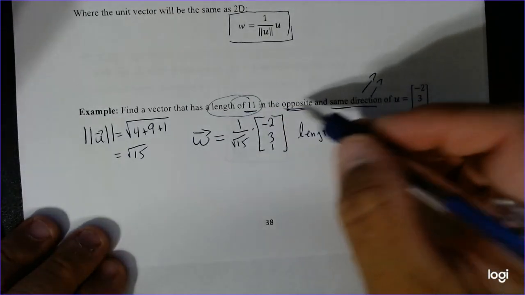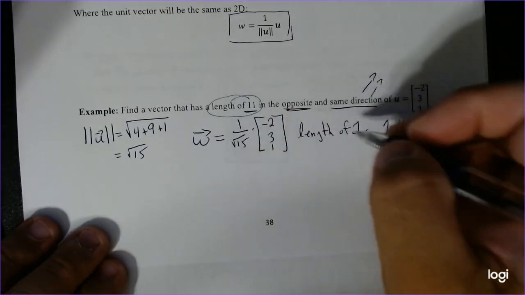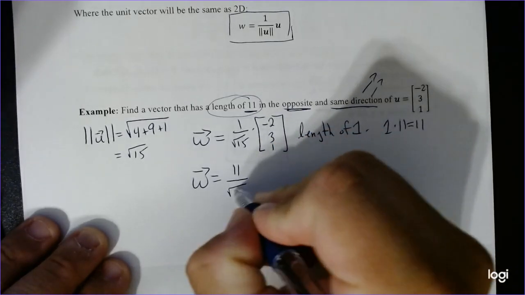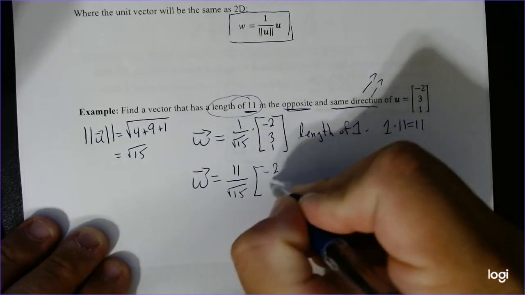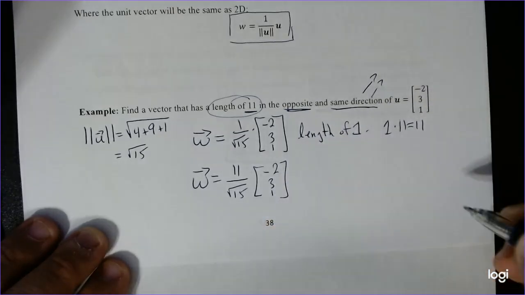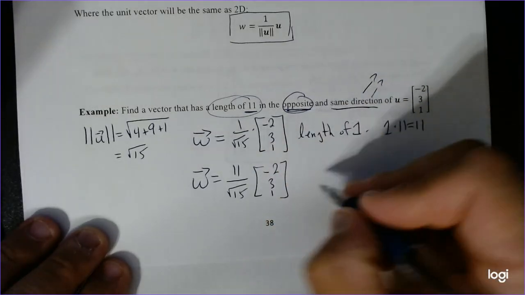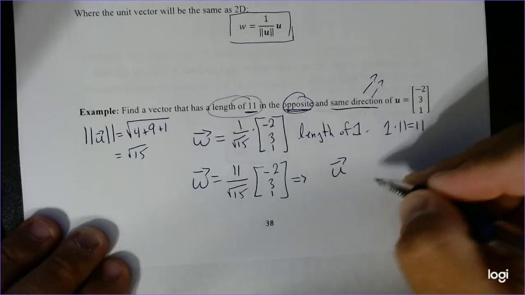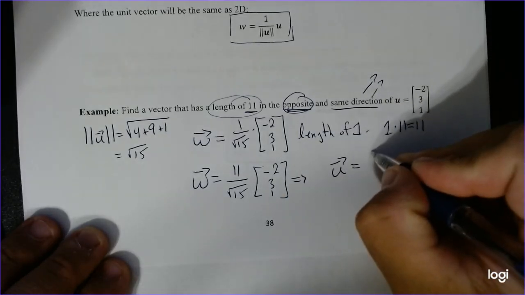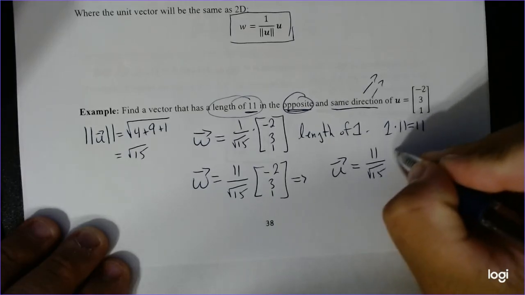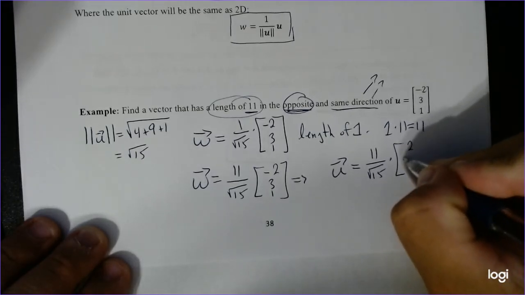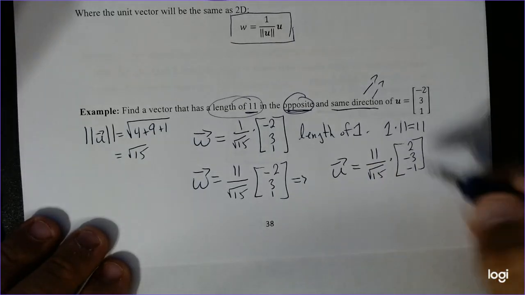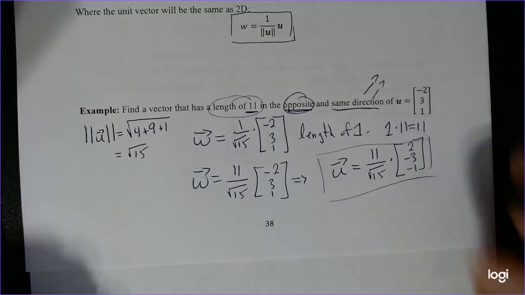And we'll want opposite. We'll talk about that right now. So all we're going to do is multiply by 11. And the last step, since we also want opposite, we're just going to change the signs. So this new vector u is equal to 11 over the square root of 15 times the vector of 2, negative 3, negative 1. And you can put the negative here as well. I'll just put it in the vector since I want the opposite vector itself.